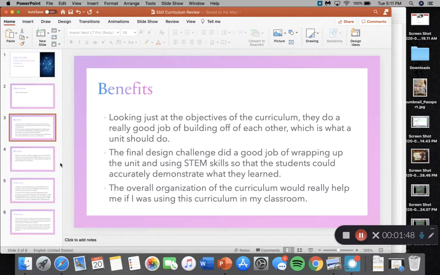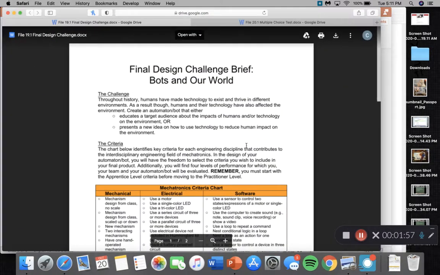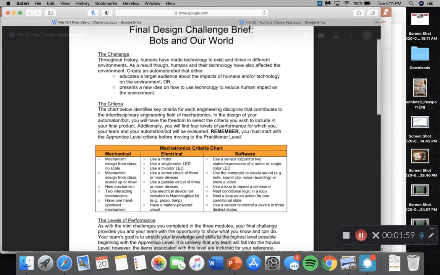The final design challenge, which I'll pull up next, did a really good job of wrapping up the unit, using all the STEM skills so that the students could accurately demonstrate what they learned. So I'll just pull that up. This is what it looks like.